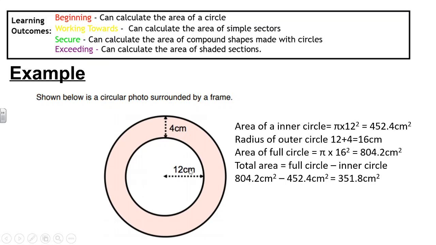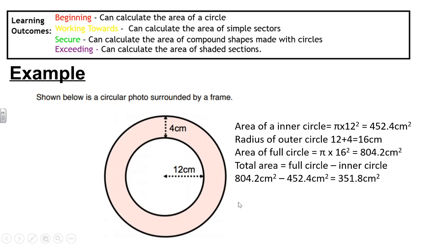Then we need to work out the radius of the outer circle. So if this is 4 centimetres thick the whole way around, it would be 4 centimetres thick here. So the radius of the outer circle is 12 add 4, so 16 centimetres. So we could work out the area of the whole circle if it was all filled in. So that would be pi times 16 squared to get 804.2 centimetres squared.